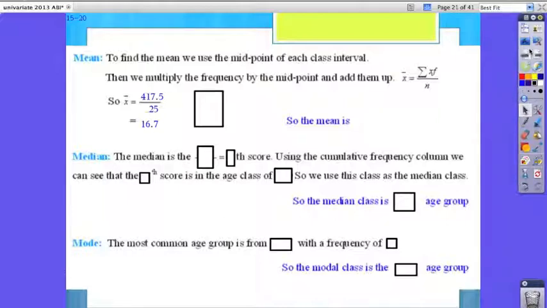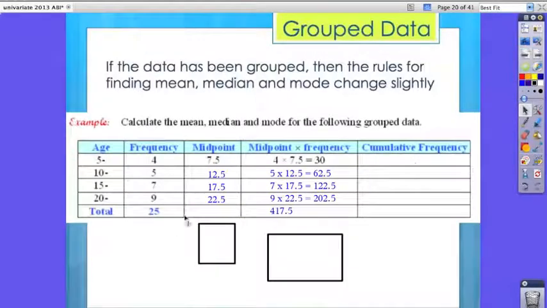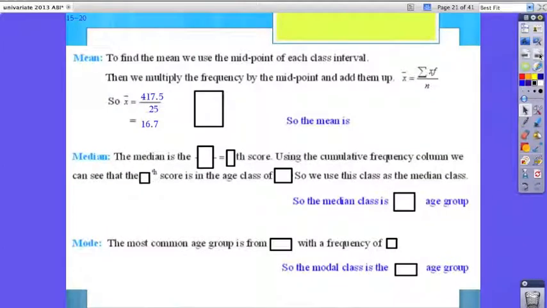It's worthwhile noting when you're looking at that too, a mental check would be that your mean should be somewhere in the middle of your results. So if you get a mean of, let's say, 167, if we go back and have a look at our results, our age isn't up to 167, it's between 5 and less than 25. So if you get a result that doesn't make sense, go back and check your calculations.